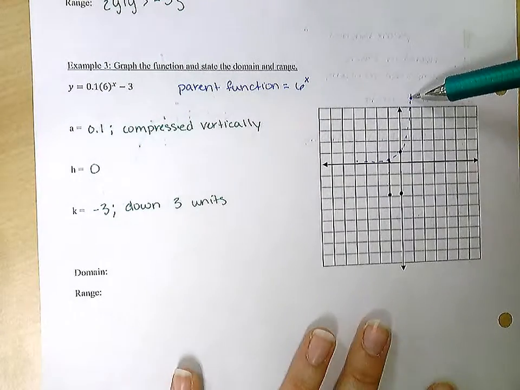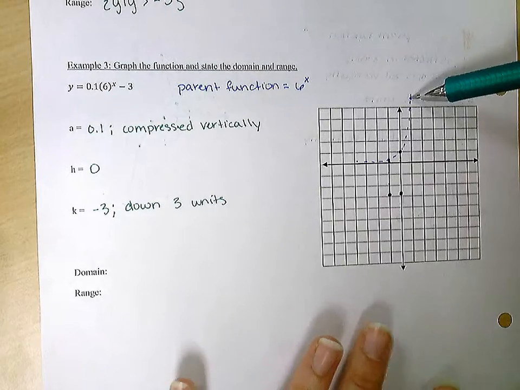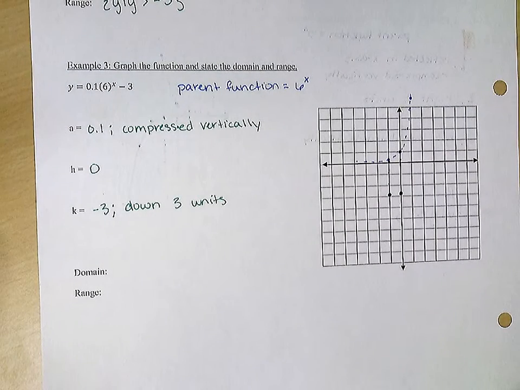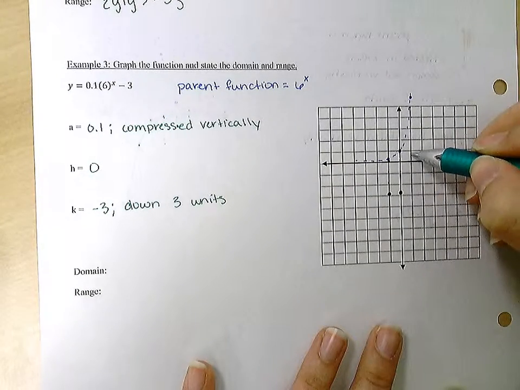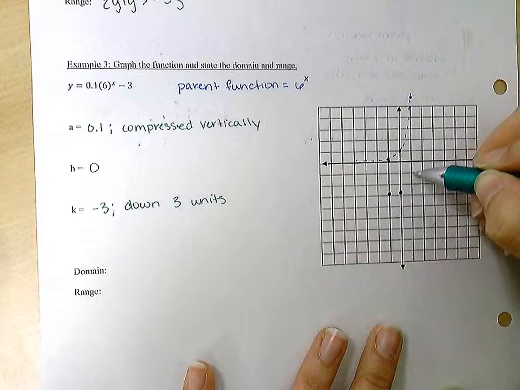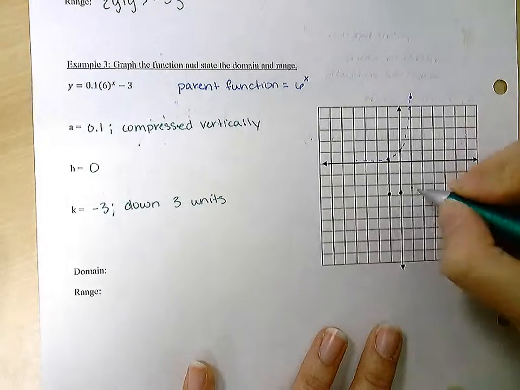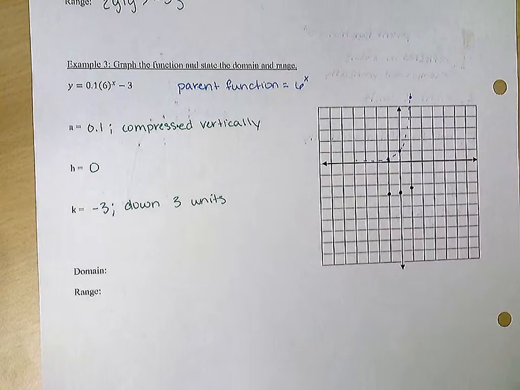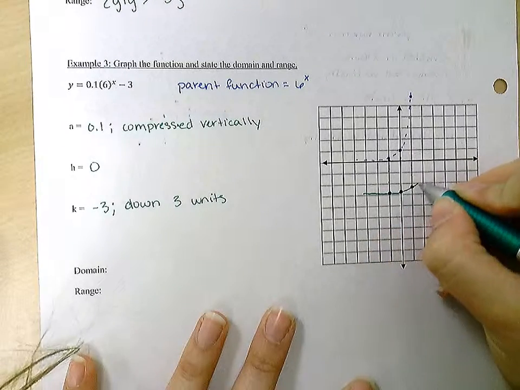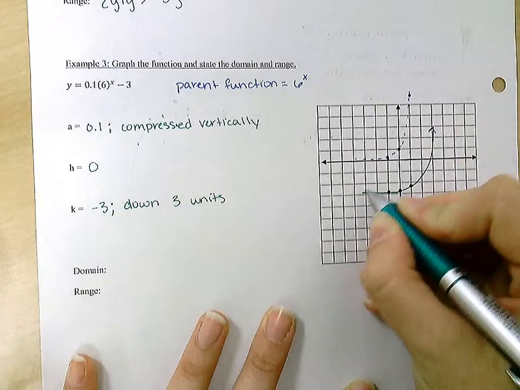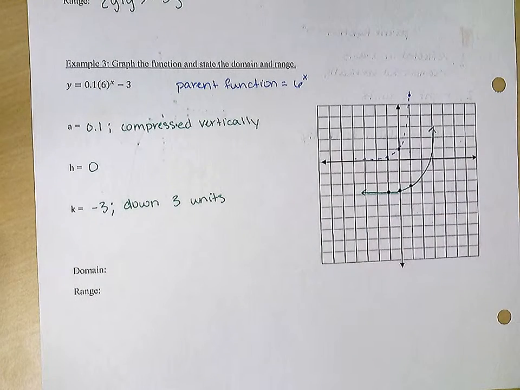Okay, my last point here is 6. I need to take 6 and multiply it by 0.1. You get 0.6, so that's about right here. Then I need to take that point and move it down 3 units. 1, 2, 3. You see how it kind of compresses it? Your points get closer together. So our shape then will take this form here, kind of like that. It's exponential, so it has to curve up more.